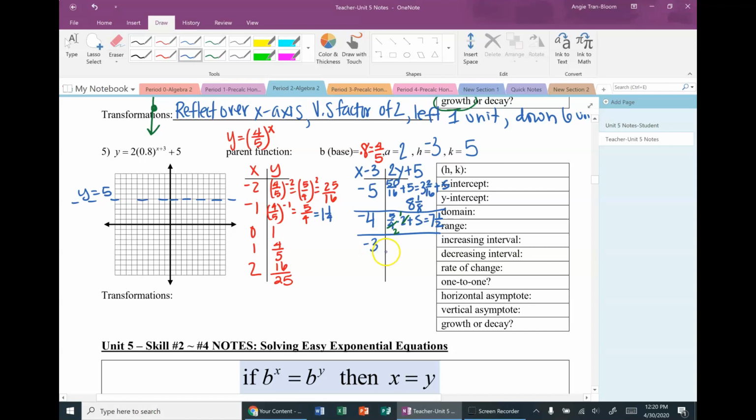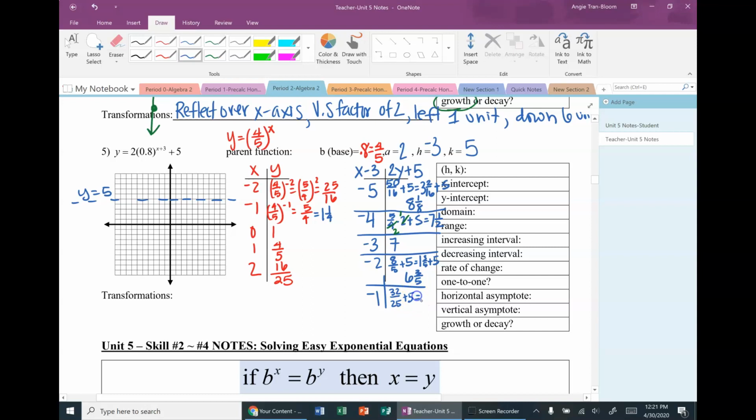1 times 2 is 2. 2 plus 5 is 7. Next, I have 1 minus 3, which is -2. Now, 4/5 times 2, that's going to be 8/5. Okay, so that's 8/5 plus 5. Well, 8/5 is going to be 1 3/5 plus 5. So that's going to be 6 3/5. Last one. Okay, x was -1. So 16/25 times 2, that's 32/25.